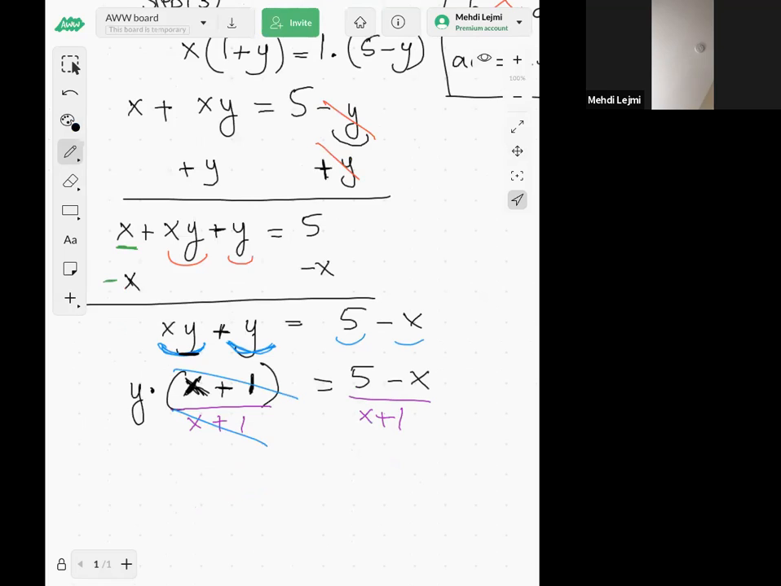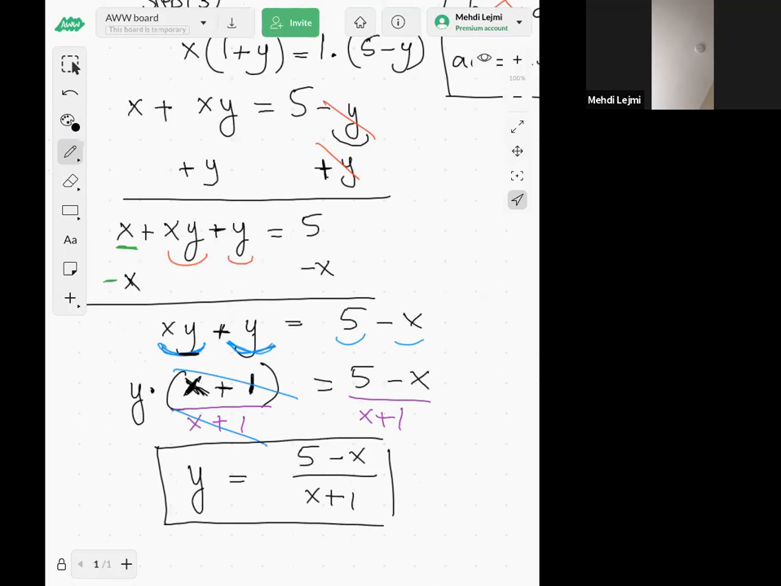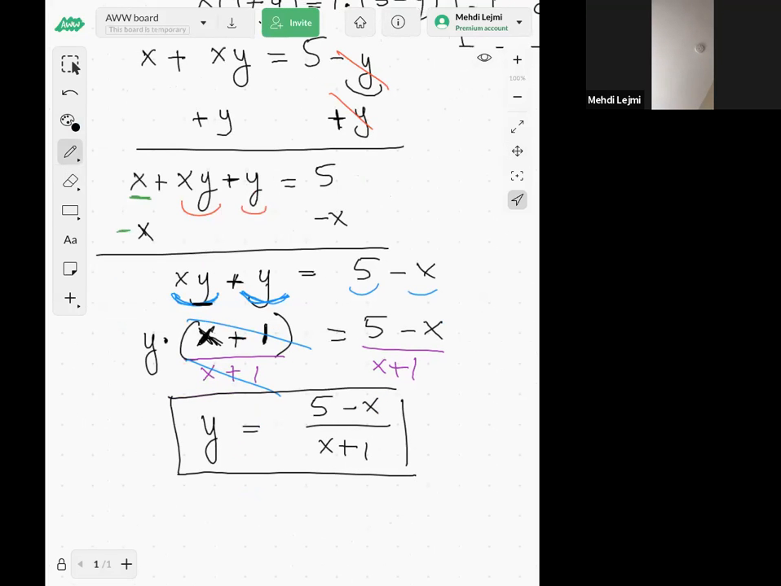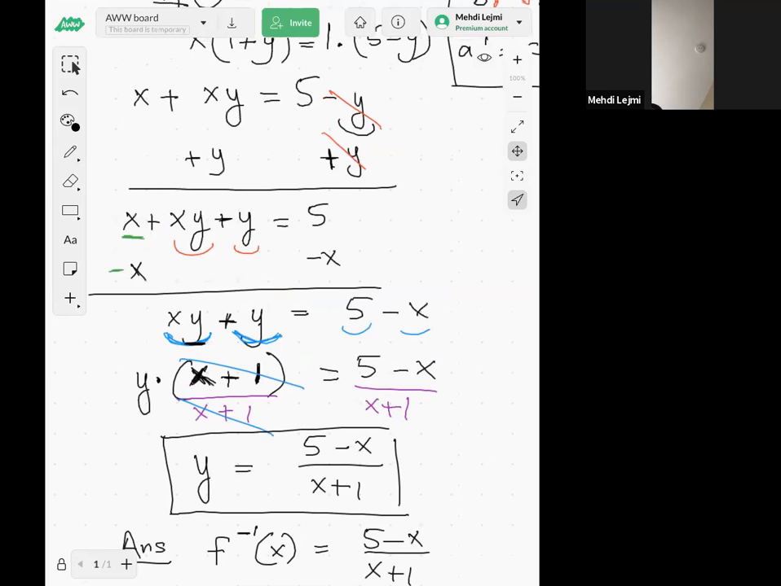So then y would be equal to 5 minus x over x plus 1. So the final answer, f inverse, is 5 minus x over x plus 1. Whenever you have an equation with fractions, there are different ways to solve the equation.